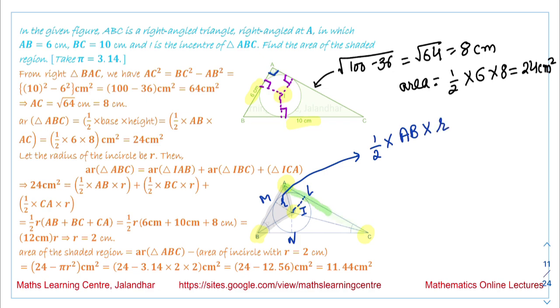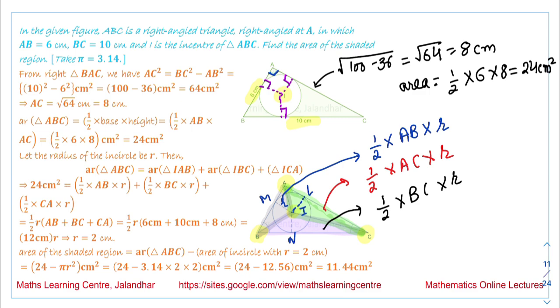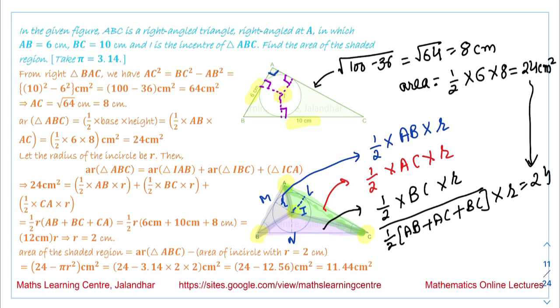Next we are talking about the area of the triangle ACI. The area of this triangle will be half base AC, and height R. And third, the area of the triangle BIC will be half into BC into R. If we add these 3 values, we will get half, AB plus AC plus BC, into R. And this value should be equal to 24, that is the area of the complete triangle.